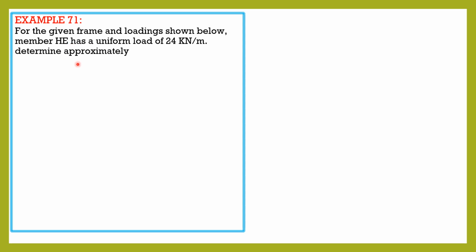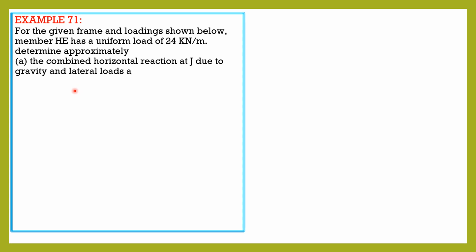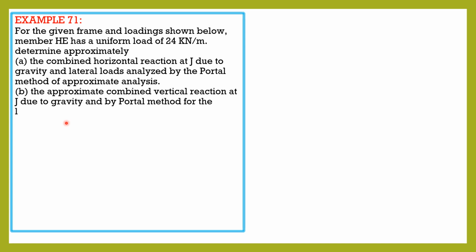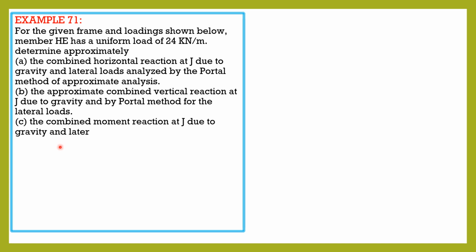For the given frame and loading shown below, the member HE has a uniform load of 24 kilonewtons per meter. Determine approximately the combined horizontal reaction at J due to gravity and lateral loads analyzed by the Portal method of approximate analysis. B, the approximate combined vertical reaction at J due to gravity and Portal method for the lateral loads. And letter C, the combined moment reaction at J due to gravity and lateral loads by the Portal method.